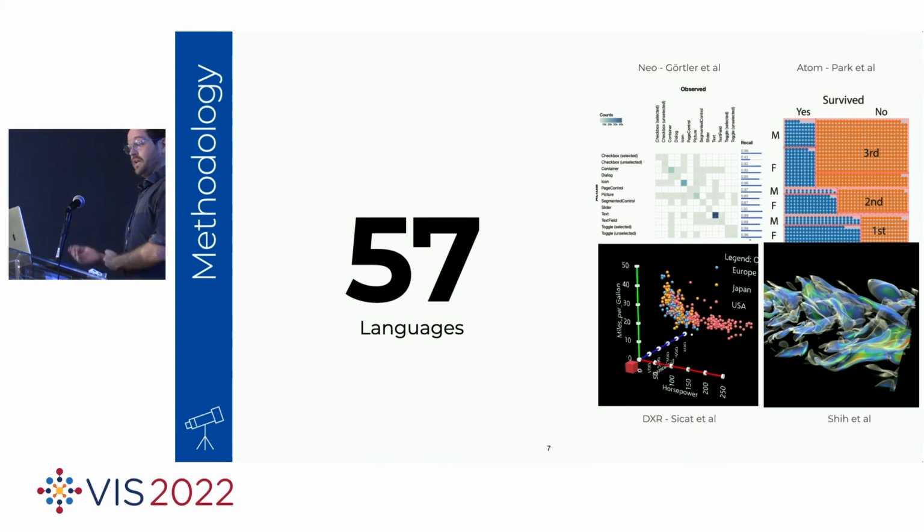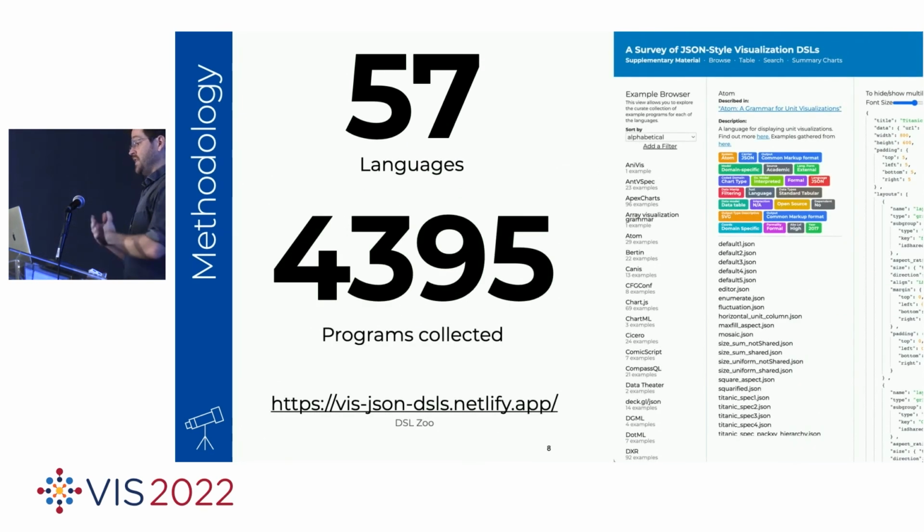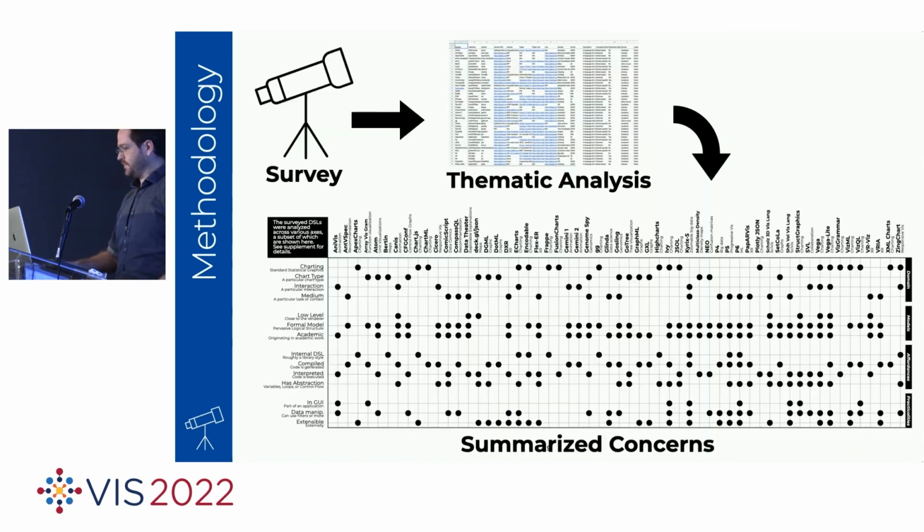This includes familiar languages like Vega and Vega-Lite, as well as more specific ones, such as the Neo confusion matrix language, the unit visualization language Atom, the VR charting language DXR, as well as Xie and friends' scientific visualization pipeline language. To better understand these languages, we also collected representative examples of each language, yielding over 4,000 example programs, which we collect as a DSL zoo. This collection allowed us to more easily analyze the corpus compared to merely reading the documenting papers or descriptions. To better understand what we found, we coded each of the discovered languages along a variety of axes.